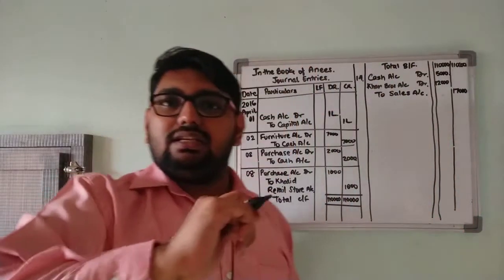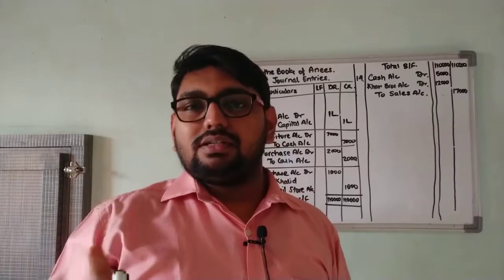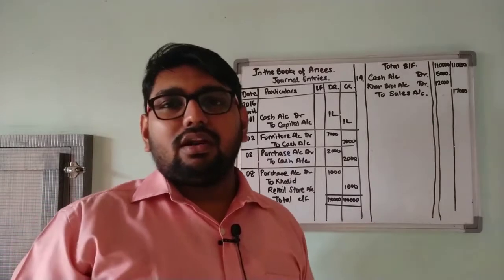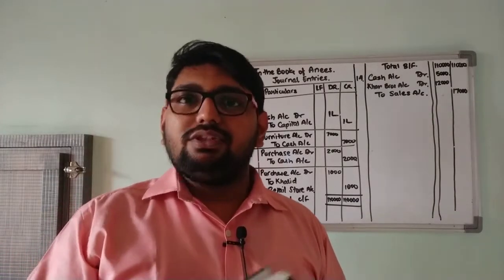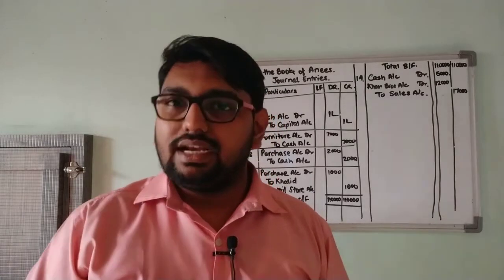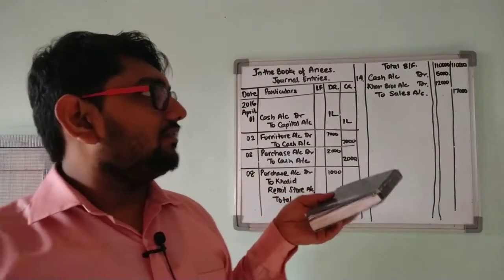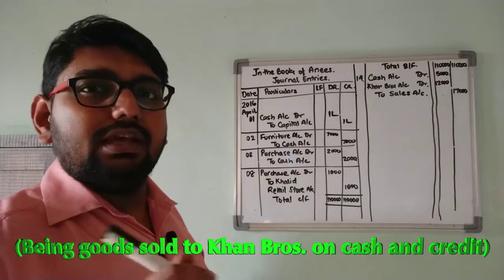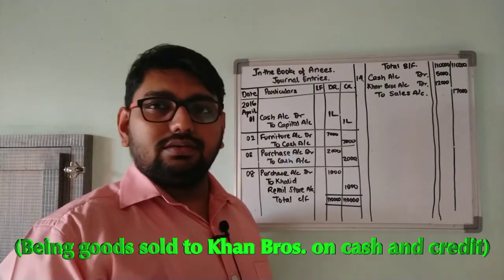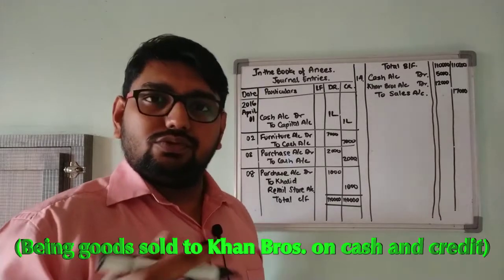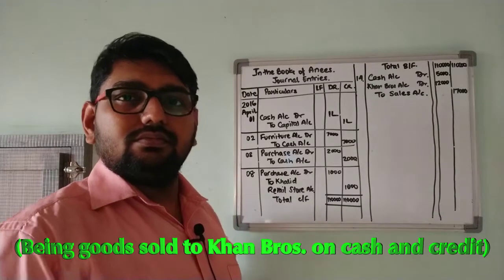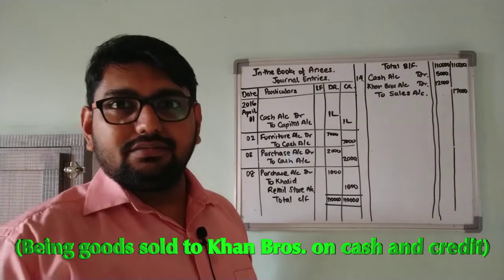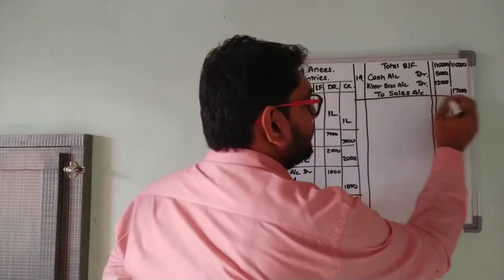12 plus 5, 17. Now there are two reasons over here. First, the debit should be equal to credit. That's why 12 plus 5, 17. Or the total sales is 17,000, which includes both the cash sales as well as the credit sales. Hence 12 plus 5, 17. So the narration for this is a bit longer. Write down. Being goods sold to Khan Brothers on cash and credit. After that I will draw a line.